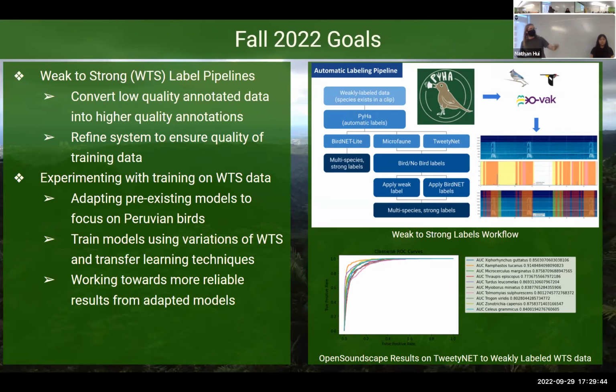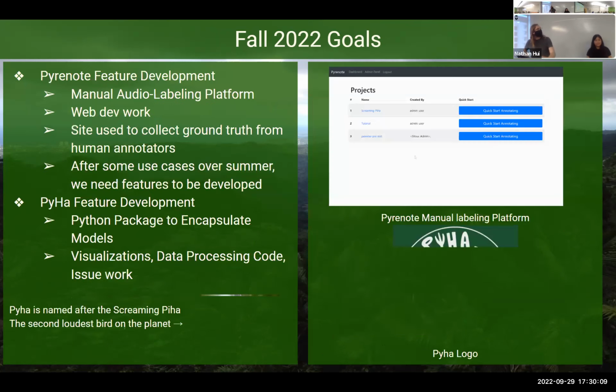So this summer, this fall, what we want to work on is trying to refine this pipeline and then be able to improve our training of models on this weakly to strongly labeled data. This is mostly where our ML side, so Python, NumPy, SciPy, and then being able to work with convolutional neural networks. That's the main focus for fall 2022. Did I miss anything? No, I say that's pretty good.